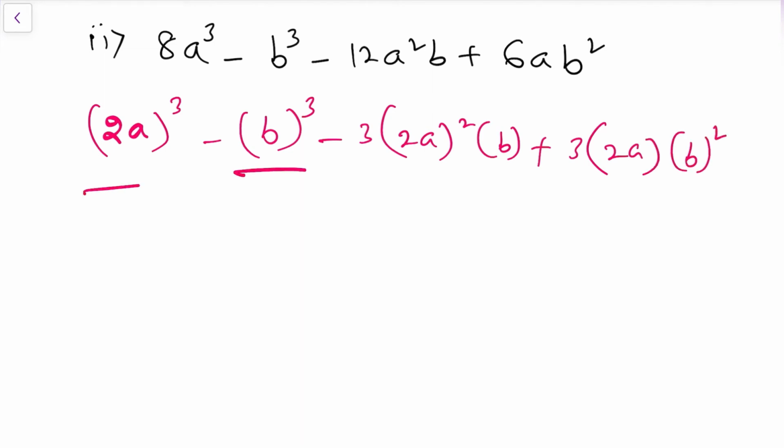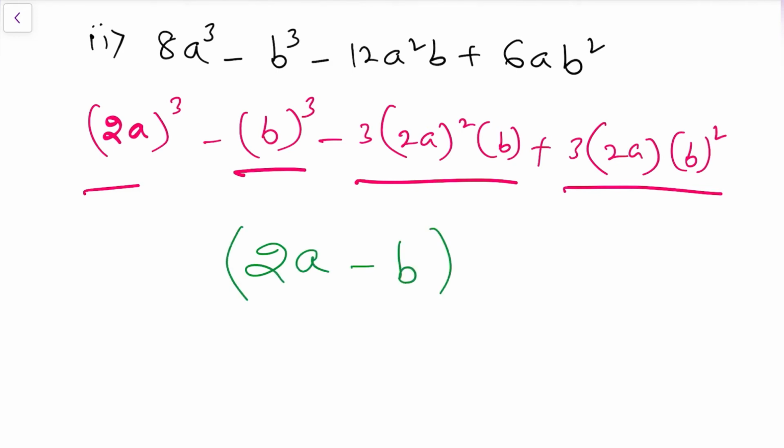A cube minus b cube minus 3a square b plus 3ab square, that is nothing but a minus b whole cube formula. So a is nothing but 2a, minus b as usual. So 2a minus b whole cube.